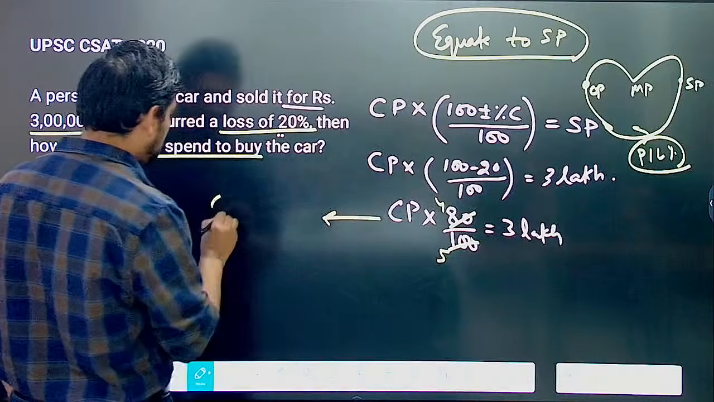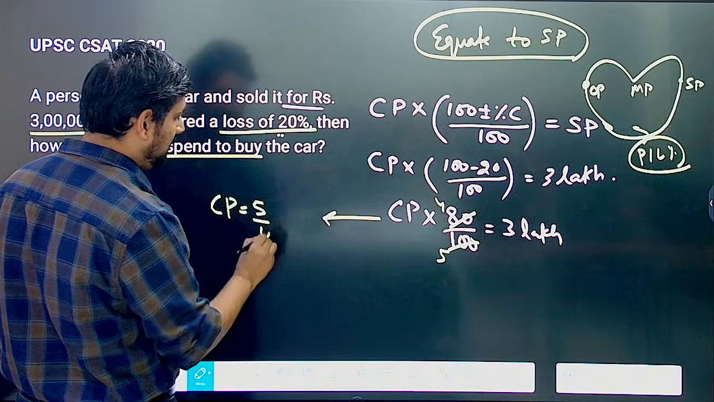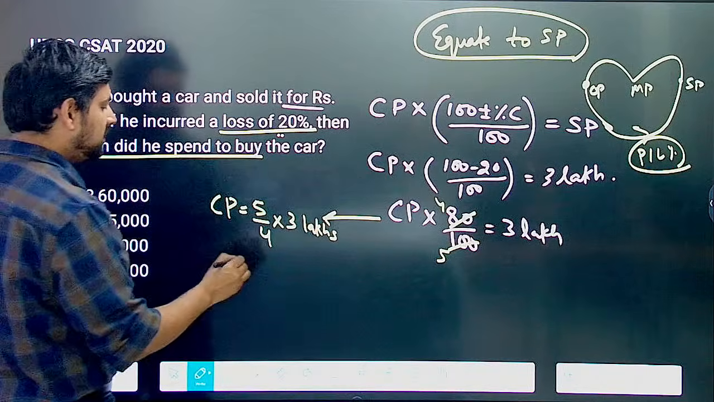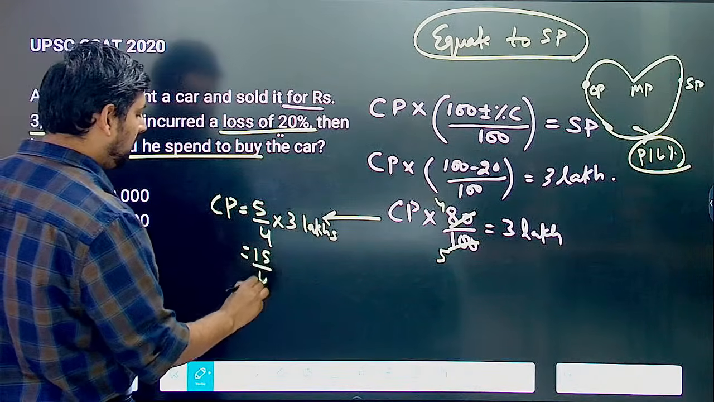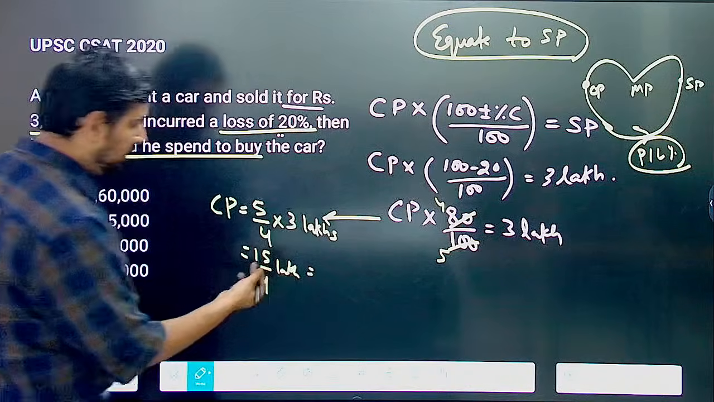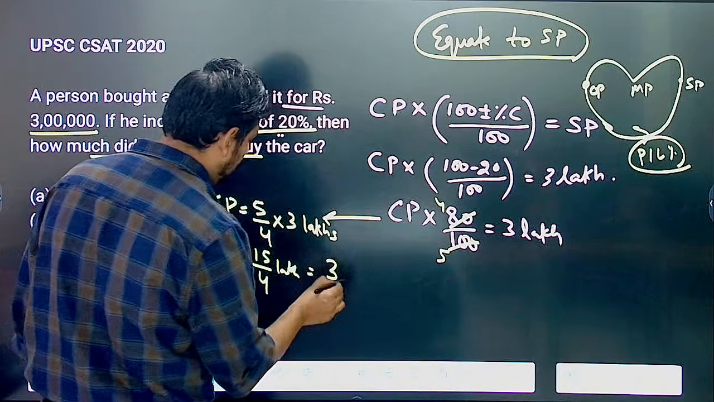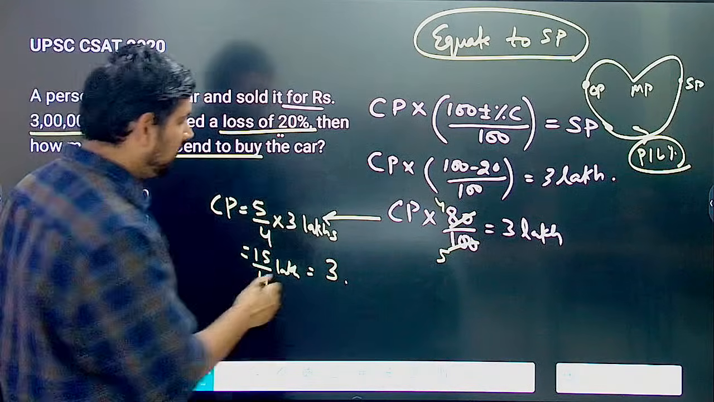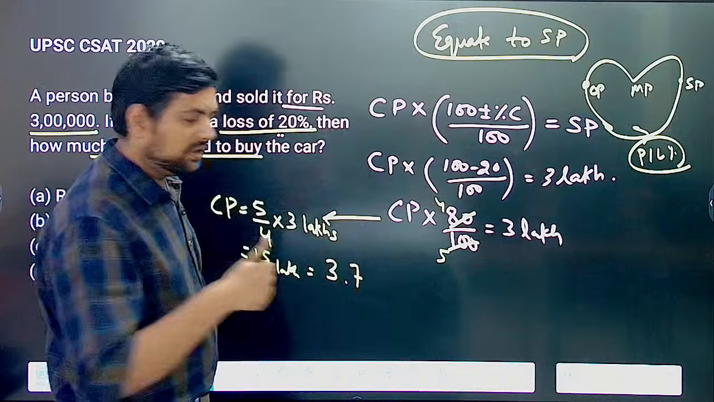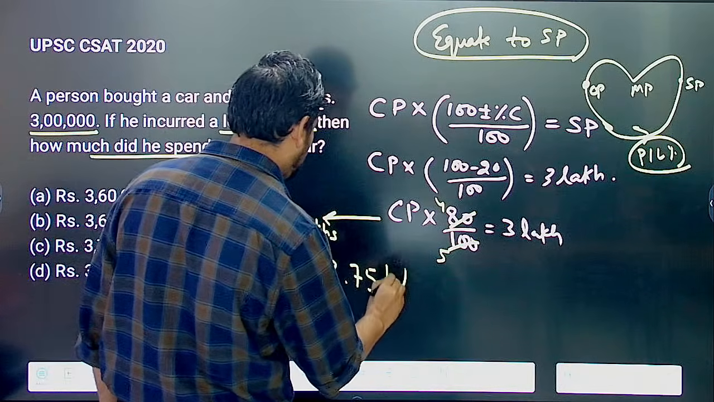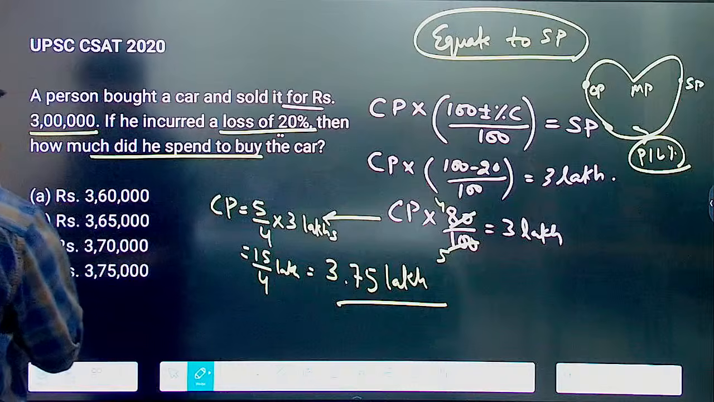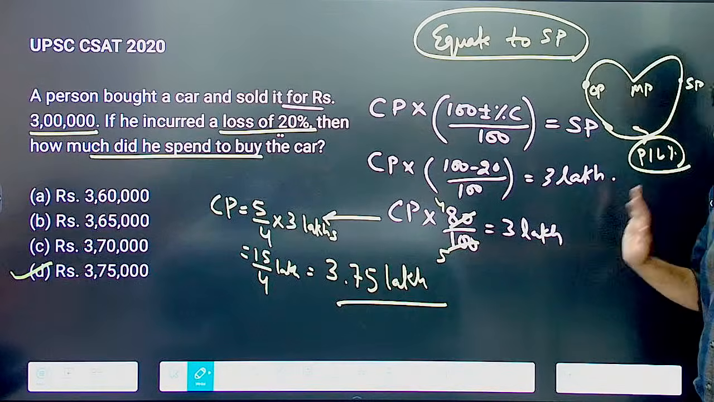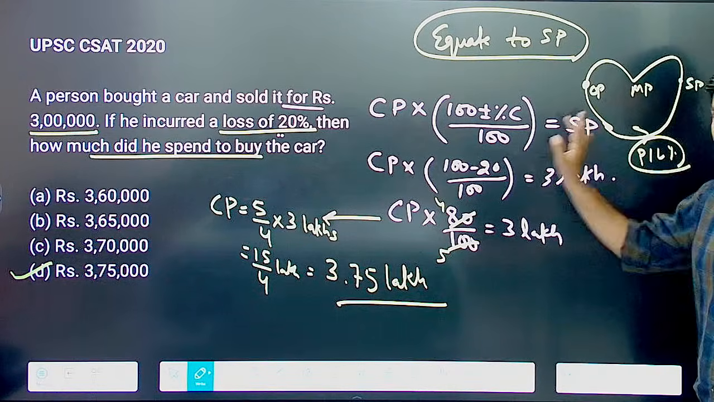So cost price is equal to 5 by 4 into 3 lakhs. That means 5 threes are 15, so 15 by 4 lakh. 4 goes 3 times, 3 remains, with 30, 4 goes 7 times, 2 remains, with 20 it goes 5 times. So I get 3.75 lakh. D is the answer. Understood? Because this was the first time, I have explained it to you in detail.